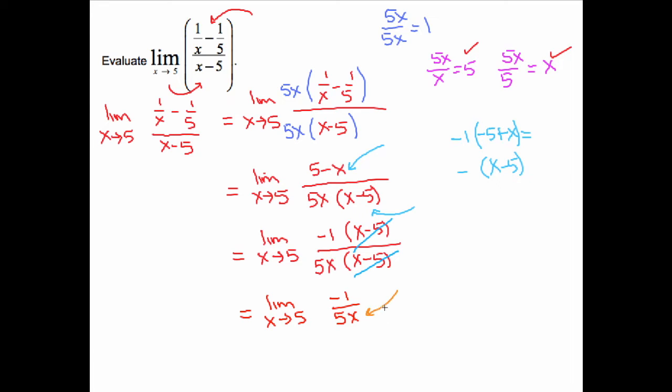Now I can substitute in a 5 for x, and my denominator won't be 0. So what does this leave me? Well, this leaves me negative 1 over 5 times 5. So it looks like my limit will be negative 1 over 25.